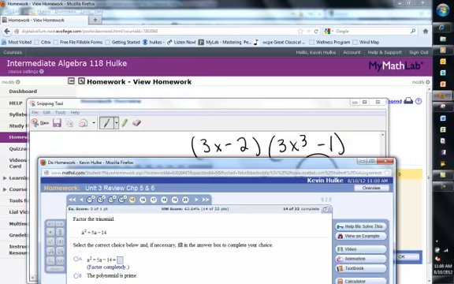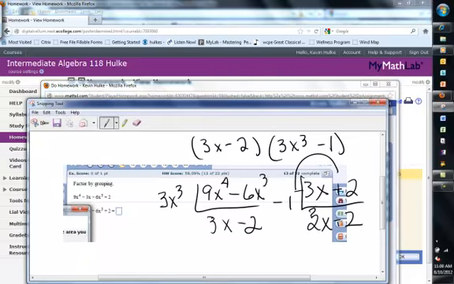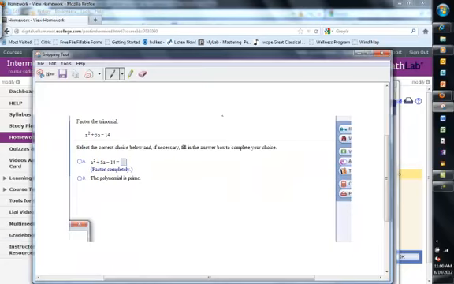Number 15, factor the trinomial. What two numbers multiplied equal negative 14 and are 5 apart? 2 and 7. So our factored form is a minus 2, a plus 7.